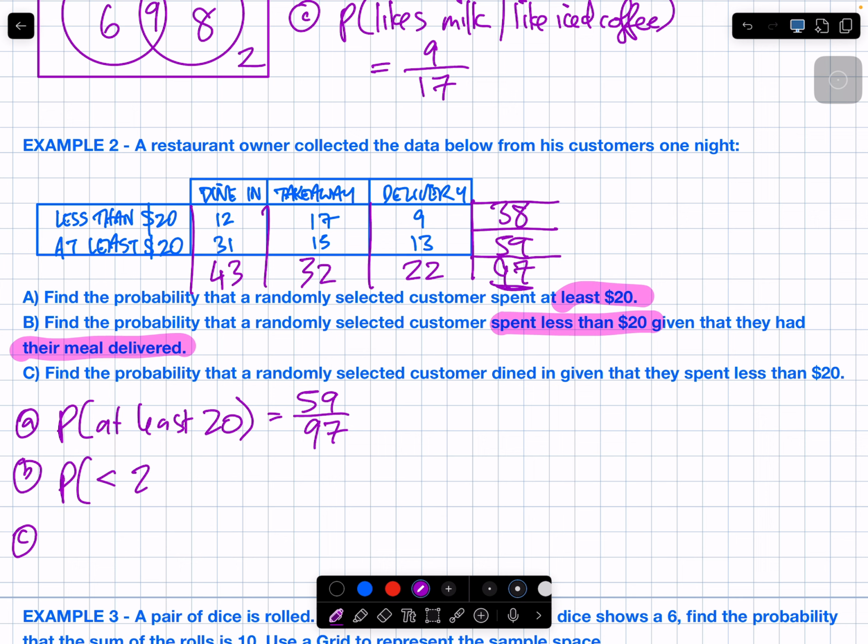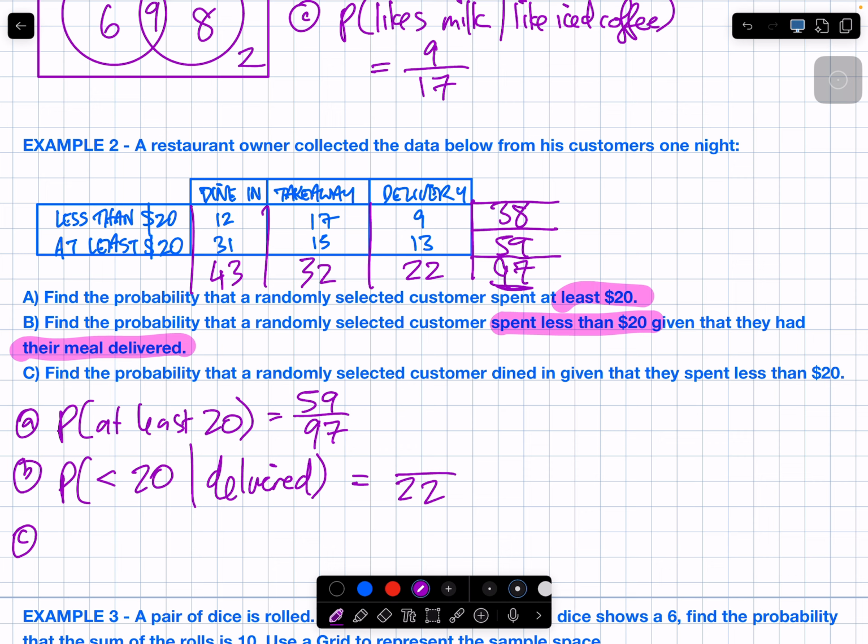So what's my sample space when I'm talking about delivered? 22. I'm selecting out of 22 people. How many people spent less than 20? 9. Last one, probability. Find the probability a randomly selected customer dined in given they spent less than 20.